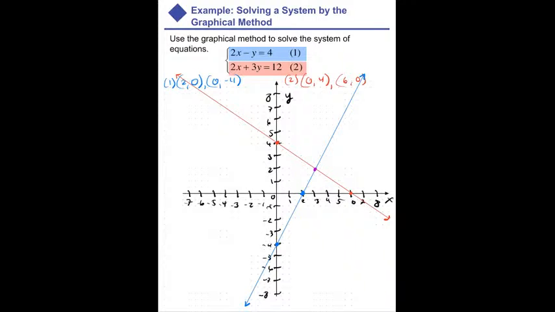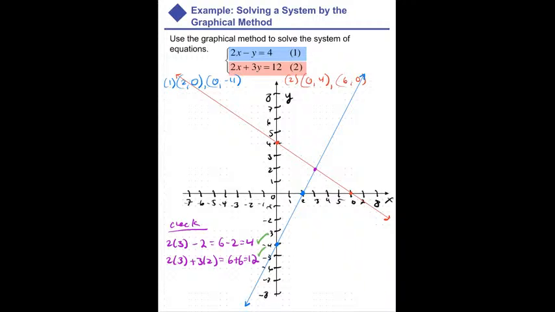But we can test (3, 2), right? So let's see if (3, 2) works. So then we're going to check. And let's thicken this up a little bit. So let's do a check. Okay, so if we say 2 times 3 minus 2, that's going to be what? 6 minus 2 equals 4. So that one checks out. And then 2 times 3 plus 3 times 2 is going to be what? 6 plus 6, which equals 12. And that one checks out as well, right? So (3, 2) is a solution to the system.